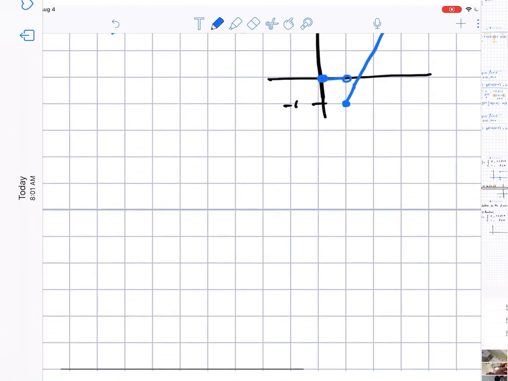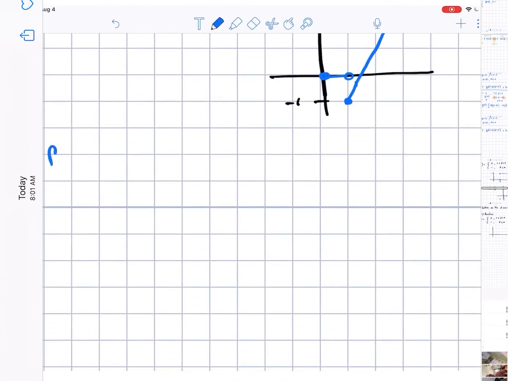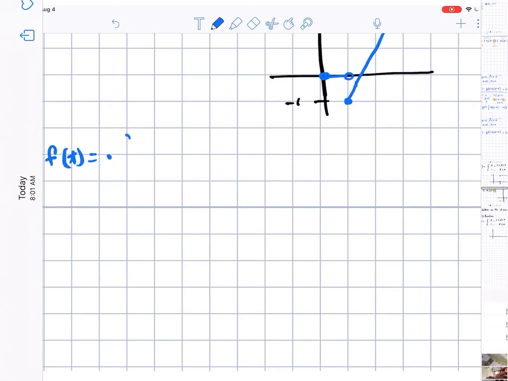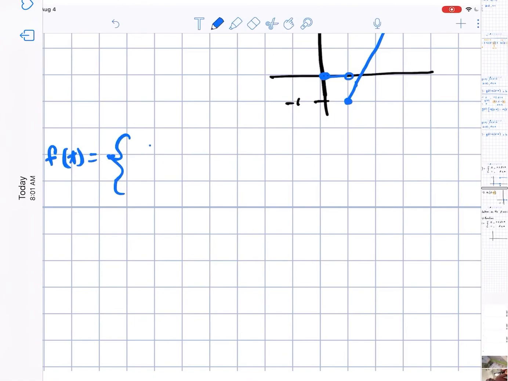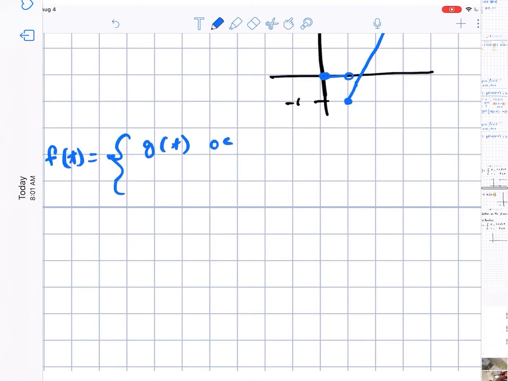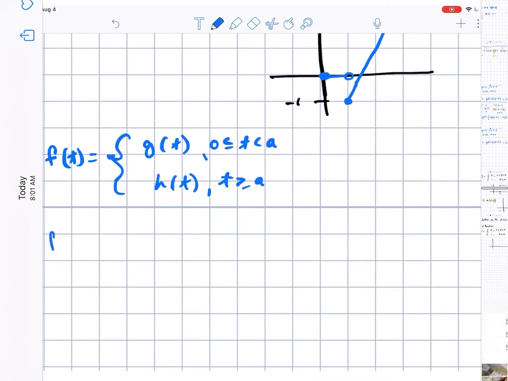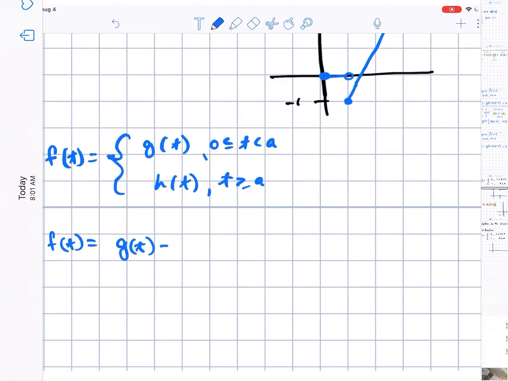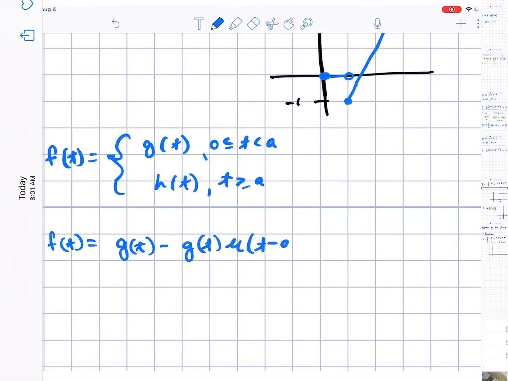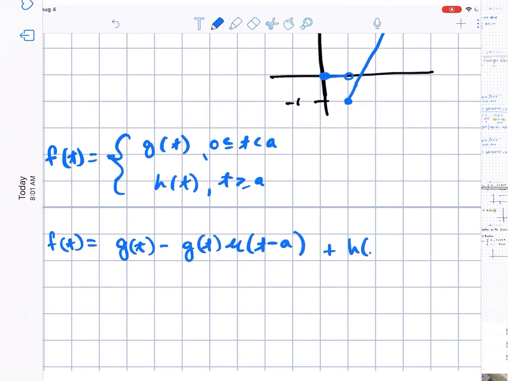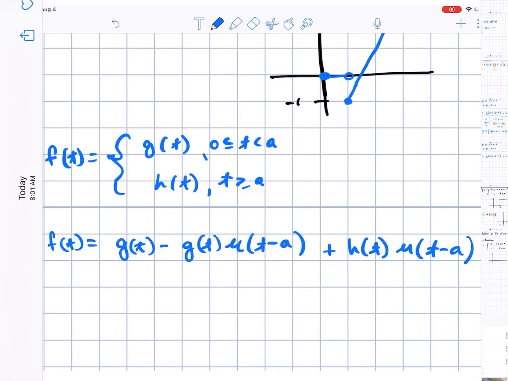So there's an example of an idea of a step function that is not just a constant. Okay, so the general rule that we're going to use here is f of t equal to this piecewise g of t, so it looks like that, and then this is the notation that is equivalent. You would have g of t minus g of t, and then your step, and then plus h of t with the same step. So that's an example there that you would want to use.